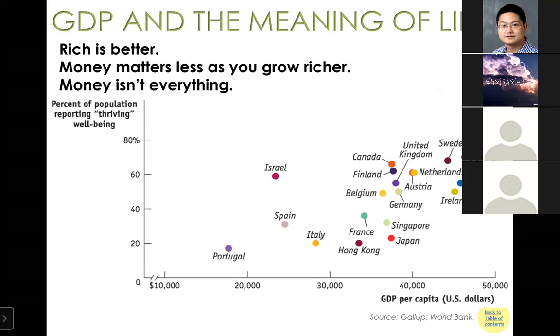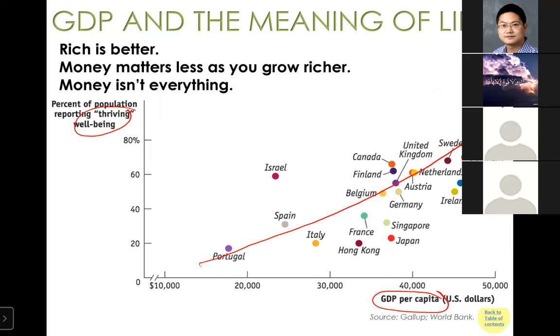Here's one way to look at that. On the horizontal line, we have per capita GDP. The vertical line essentially measures the happiness of the country. This is the percentage of the population reporting thriving well-being, meaning people feel excited or happy. And overall, there's an upward trend. However, you have outliers.